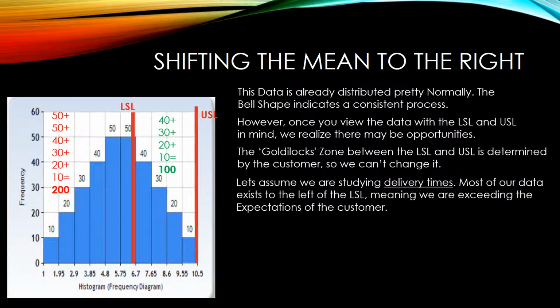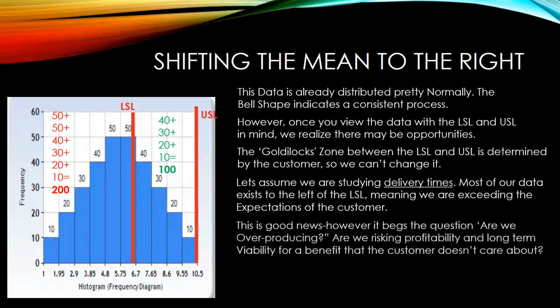So let's assume that we're studying delivery times. Most of our data exists to the left of the LSL, meaning we're exceeding the expectations of the customer. We're delivering faster than they care about. And that's good news. However, it does beg the question, are we overproducing? Are we risking profitability and long-term viability for a benefit that the customer doesn't really care about?